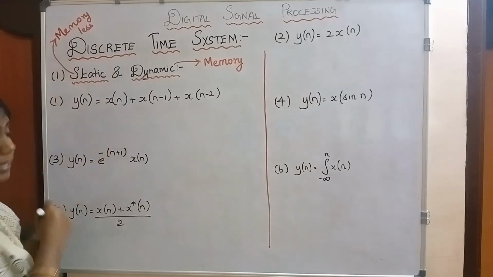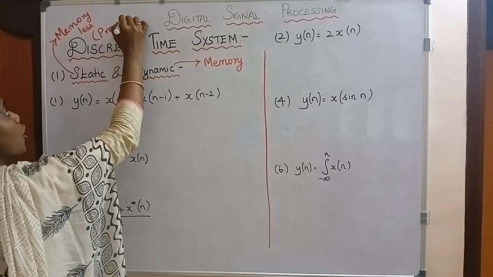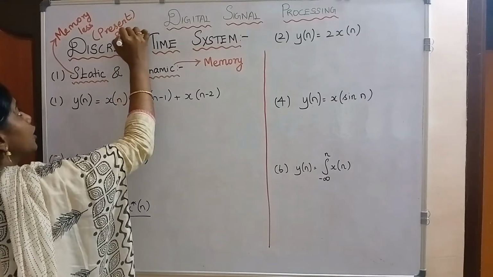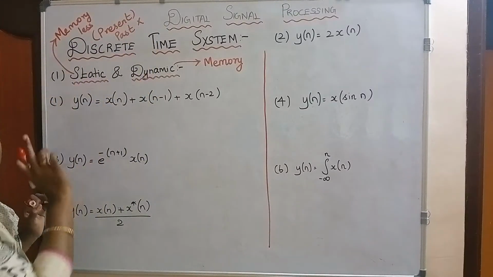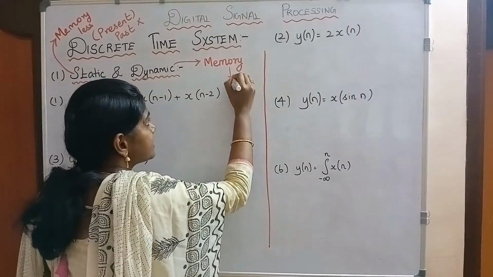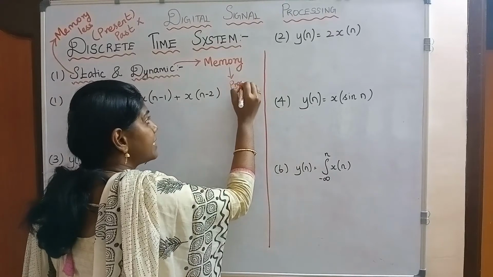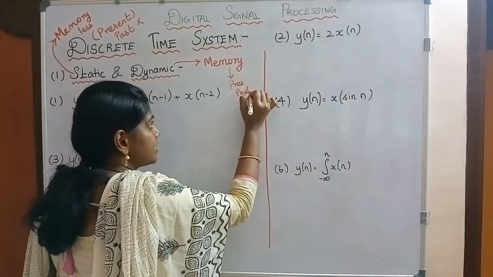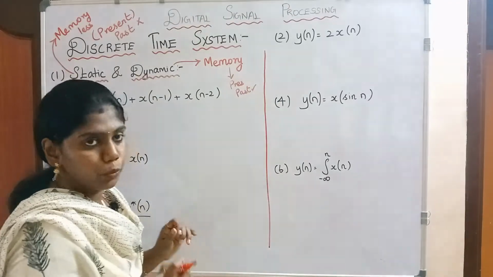Memoryless means no memory. So the output at any instant depends only on the present input and cannot depend on past input values, because it does not have any memory. Whereas a dynamic system is a memory system. So the output at any instant of time depends on present as well as past input. Okay. Let us see examples. It will be even more clear to you.